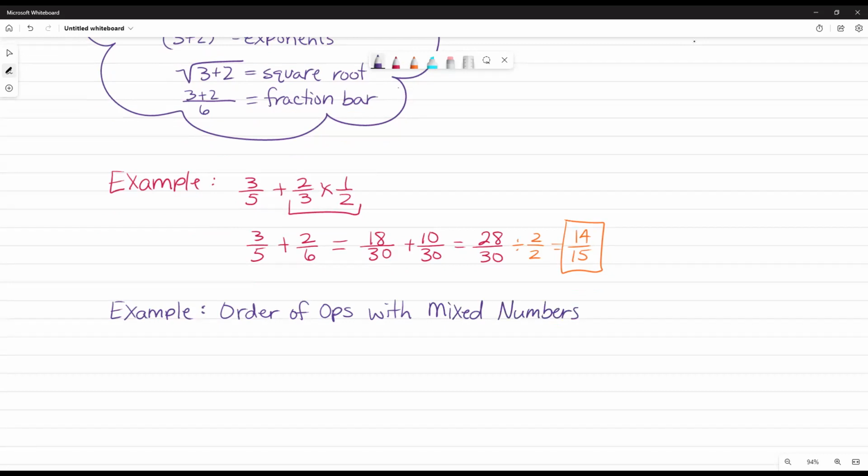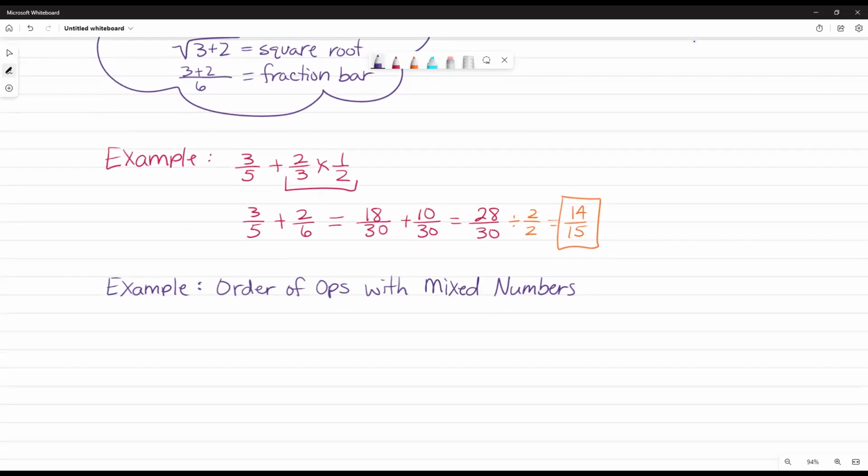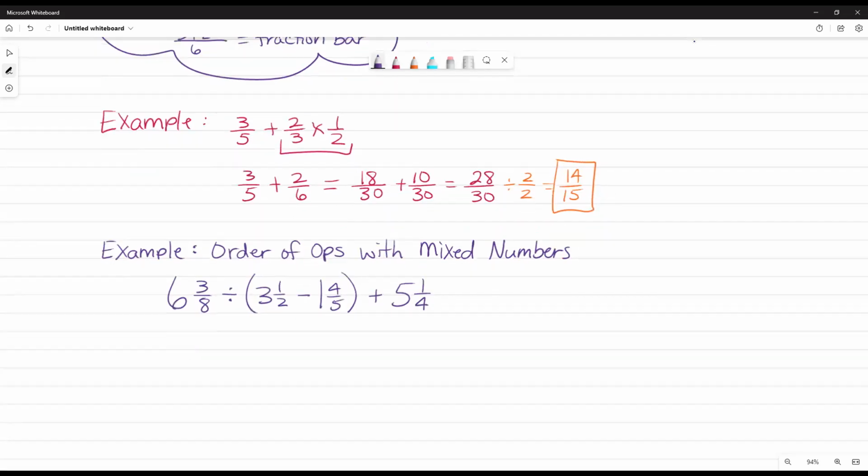I know, right? Let's take them out, put them back in. Okay, so we need to simplify 6 3/8 divided by 3 1/2 minus 1 4/5 plus 5 1/4. Oh, so much, right?